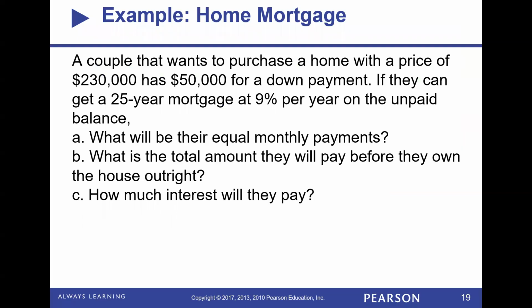A couple that wants to purchase a home with a price of $230,000 has $50,000 for a down payment. Now, if they can get a 25-year mortgage at 9% per year on the unpaid balance, first question is, what will their equal monthly payments be? Second, what is the total amount that they will pay before they actually own the house outright? And third, how much interest did they actually pay?